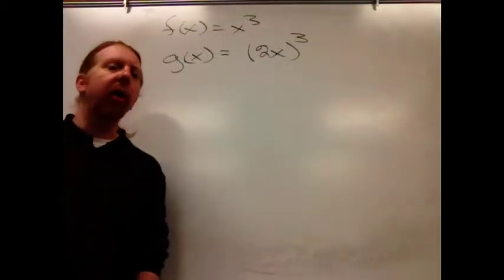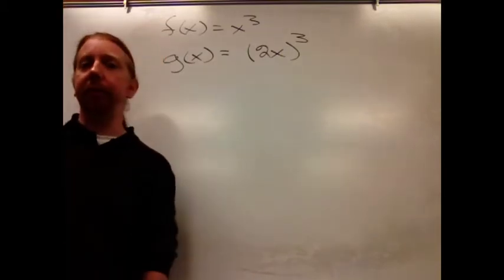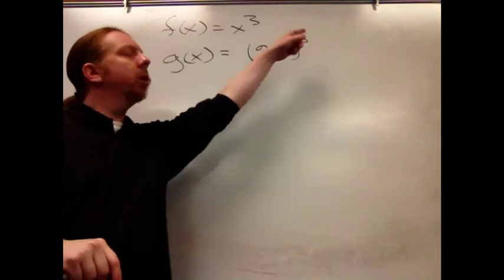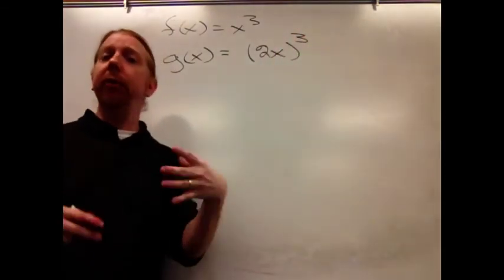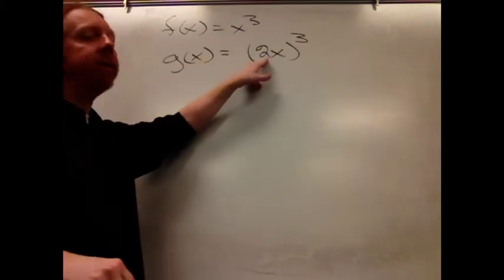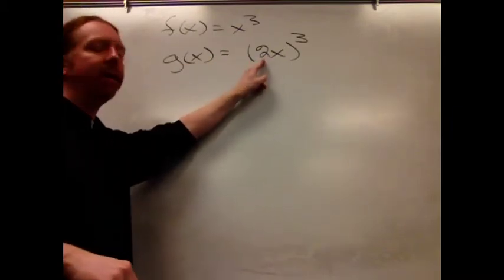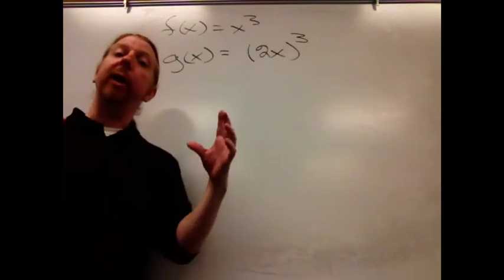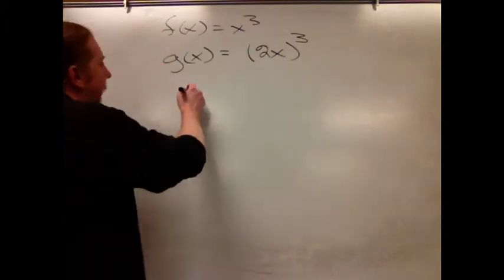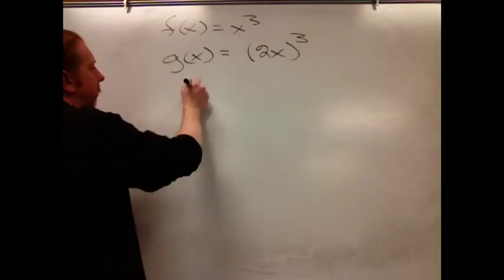This example kicks off with f of x equaling x to the third, and g of x equaling the quantity 2x raised to the third. So what I need to do is look and see what's different between the two functions. I can see that I've included a new multiply by 2 inside the parentheses. Now, anything happening inside the parentheses represents some kind of horizontal shift.